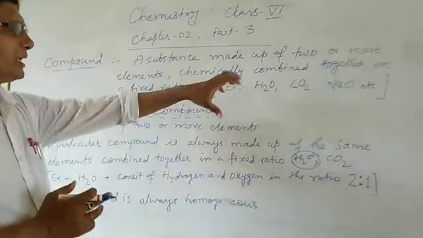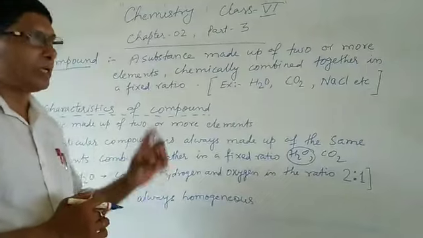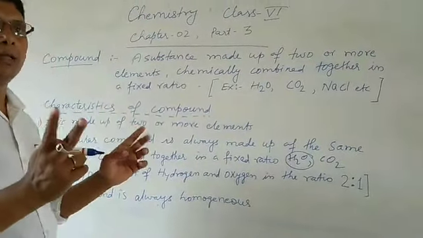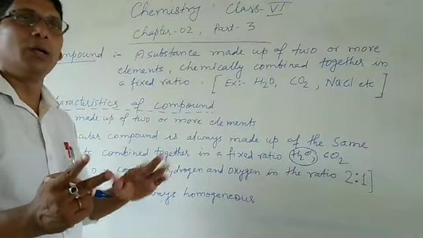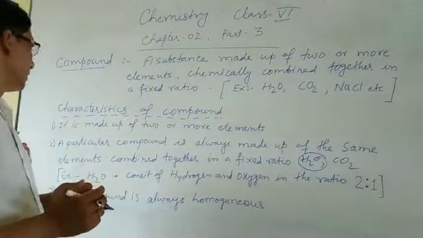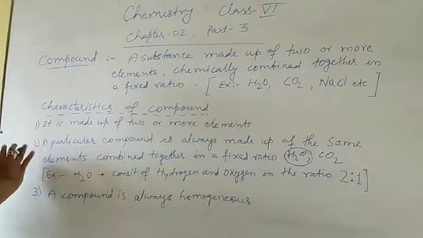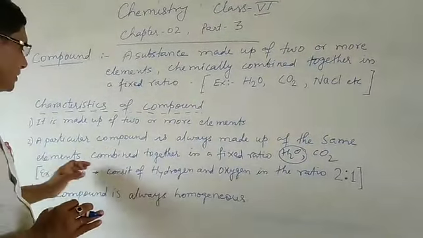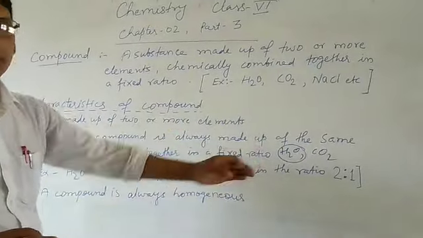In this way, if you take the example of carbon dioxide, its formula is CO2, one carbon and two oxygen. Always one carbon and two oxygen will make carbon dioxide. So this is the second characteristic. Any particular compound is always made up of the same elements combined together in a fixed ratio.